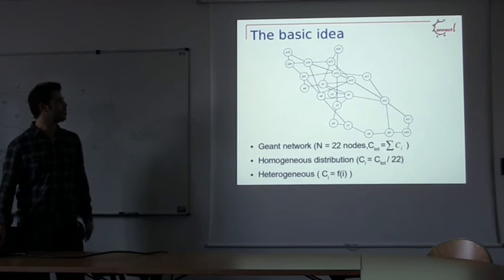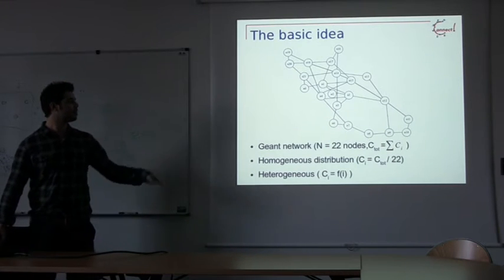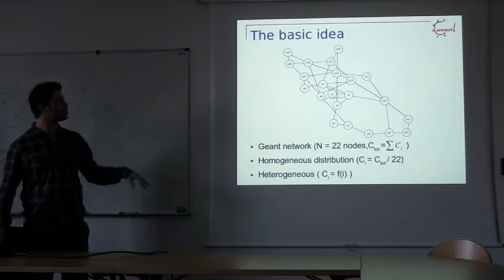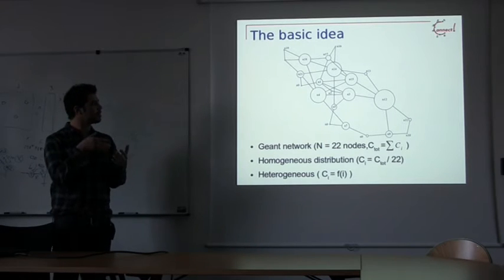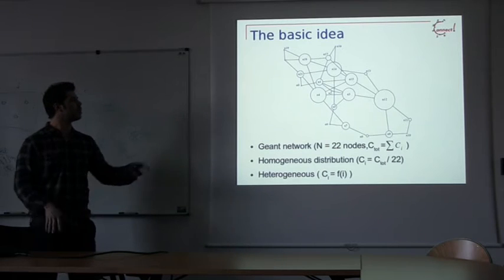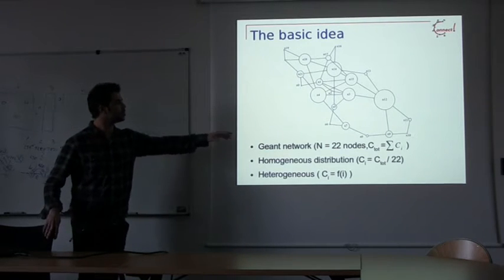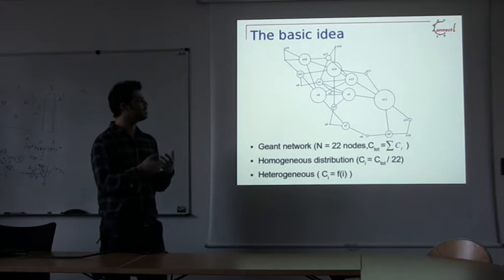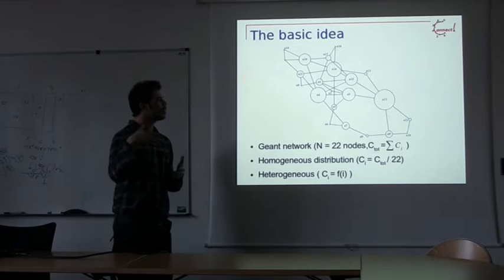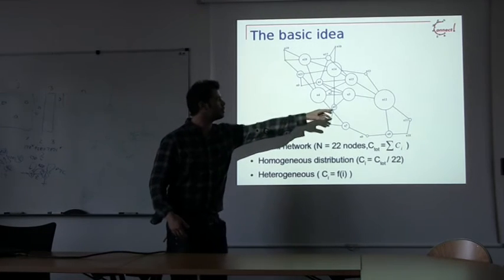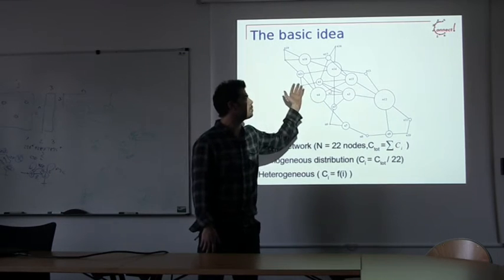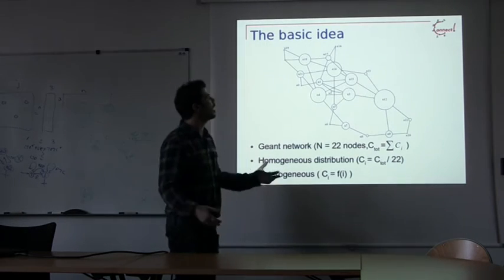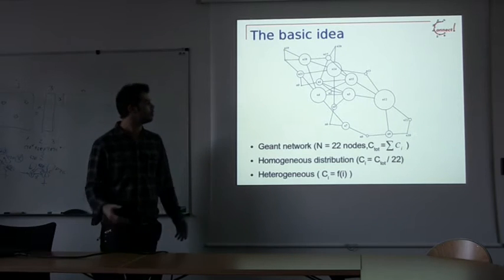We have here the GEANT network with 22 nodes and a total capacity C. In this case, we distribute the cache homogeneously among all nodes. In this other case, we individuate some central points where to put more memory and other points where to take away some memory. So for example, here we have chosen the betweenness centrality. The betweenness centrality is a criterion that gives more memory to nodes that are crossed by more shortest paths. So for example, here practically all shortest paths pass through node 12, while node 6 or node 13 are crossed by few shortest paths, so they receive less memory.